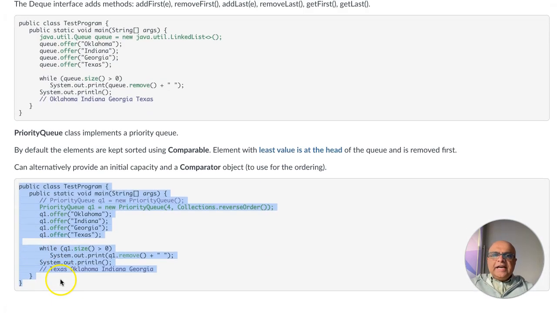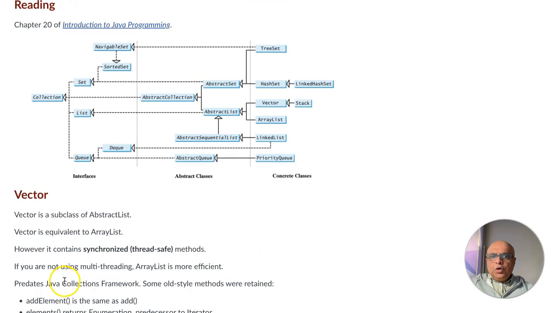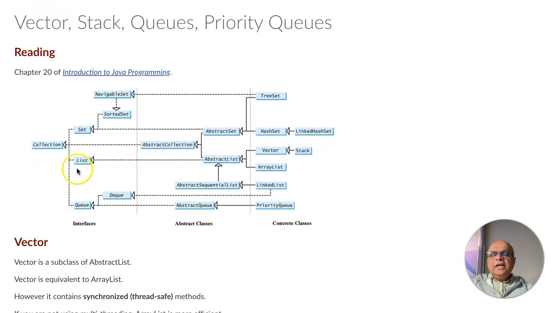Okay, so that has been an overview of some other collection data structures, specifically vector, stack, queue and priority queues.